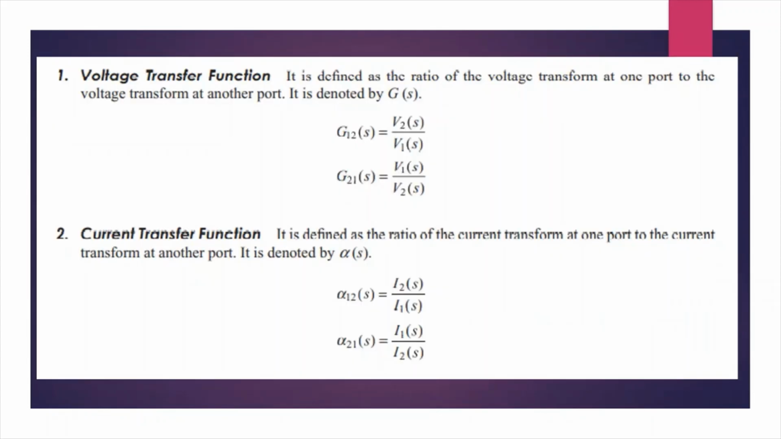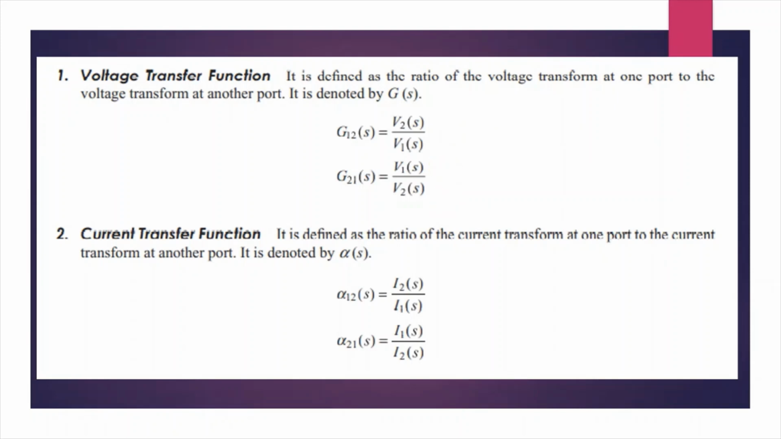The first one is the voltage transfer function, which is represented by G of S. As I told you, the transferring is from one port to another. So if we have G12 of S, it is represented as V2 by V1. This is the voltage transfer function. 1, 2 means it is transferred from port 1 to 2. Then G21 of S means it is transferred from the second port to the first port.